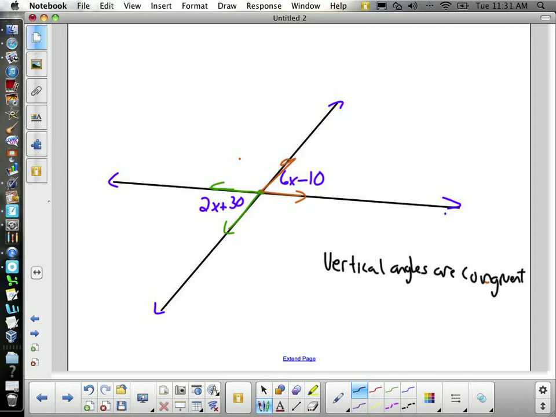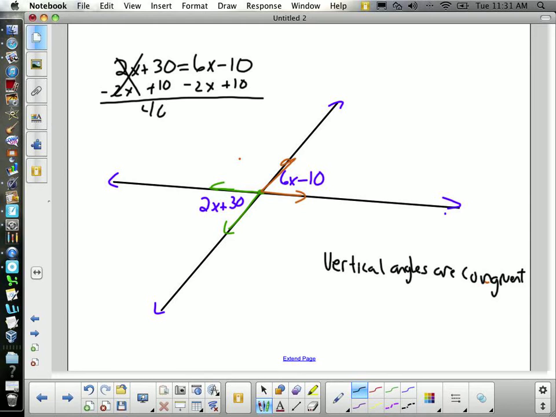Congruence means what? Equal measure. That's our definition of congruence. Congruence means equal measure. So what am I going to do with those two measurements? Because those are measurements. Set them equal, yeah. Equals 6x minus 10. And we solve it. Cancels. 40 equals 4x. Cancels. Divided by 4. X is 10.